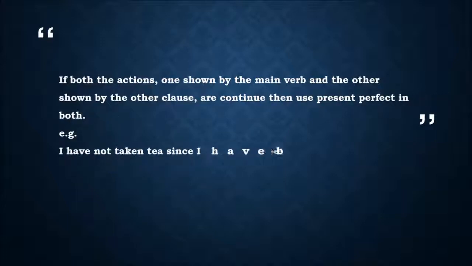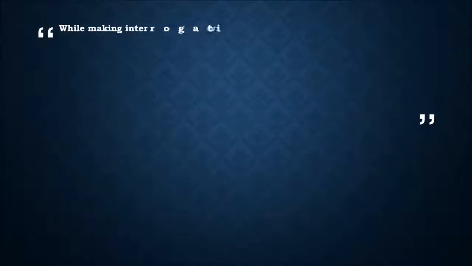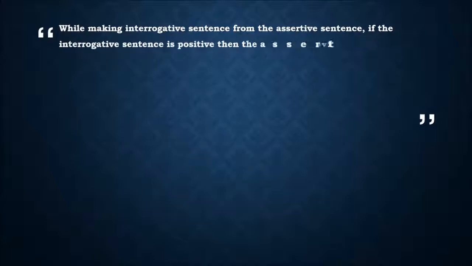If the interrogative sentence is positive, then the assertive sentence should be negative and vice versa. E.g. Honesty is better than money. Isn't honesty better than money? That is not the way one should behave with children. Is that the way one should behave with children?